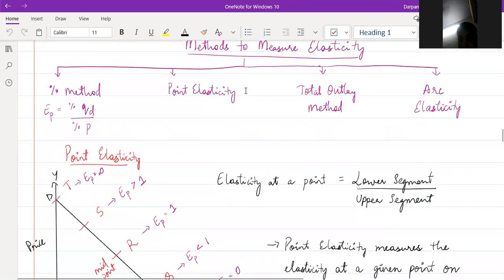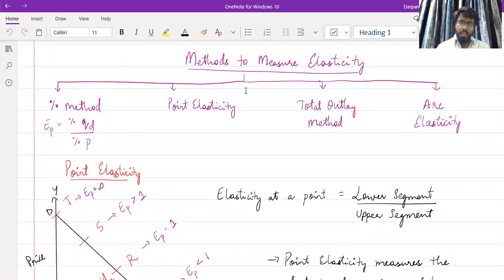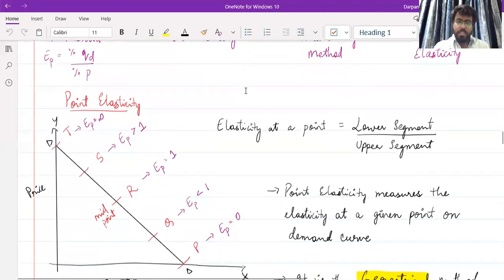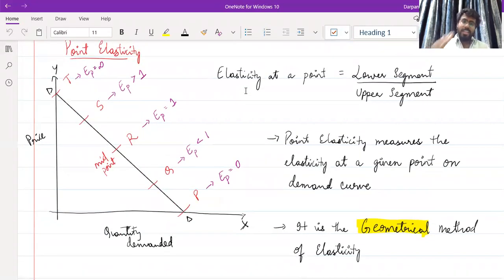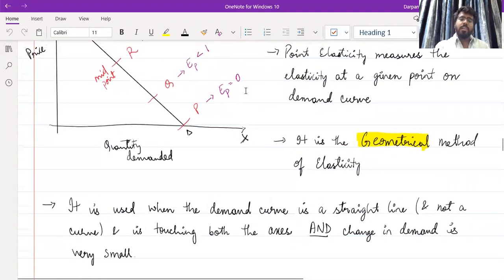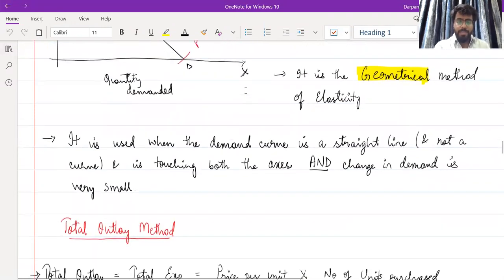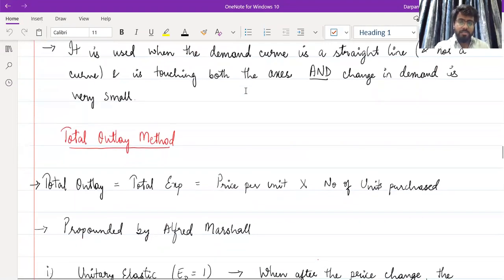Then we saw different methods to measure elasticity. One is percentage, which we covered earlier. The others are point, total outlay, and arc. What is point? Point is when you're measuring it at a point on one of the curves. Here the important point is that at the midpoint it is equal to 1. When it touches the x-axis, it is 0. On the other side, it is infinite. So it is increasing while it is moving upwards, right? And when can this be used? It can be used when the change is very small and the curve is touching both axes. So both conditions should be satisfied.